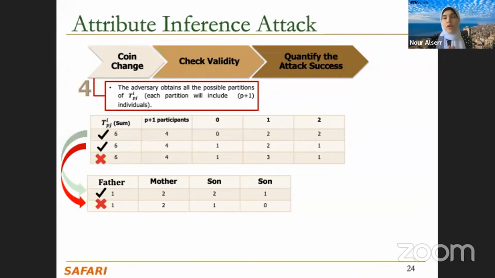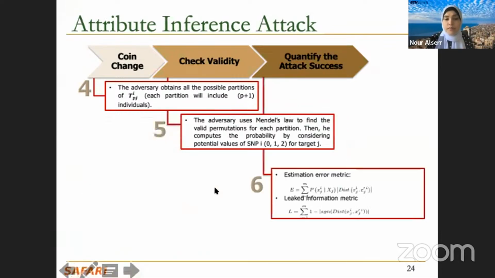Sometimes he can say, no, the son has a probability of 50% of having 1, but 25% of having 2. Then I'm choosing the value of 1 for him. Then for more family members and more permutations and partitions, he will calculate the probabilities, and then he will try to find the genomic value, or the record for that SNP for the victim. After that, again, as I mentioned, he will use Mendel's law.